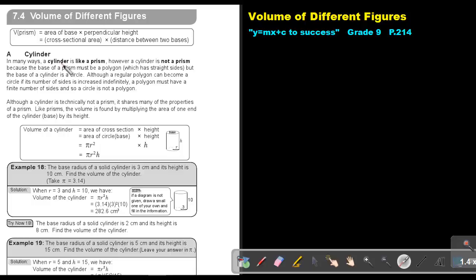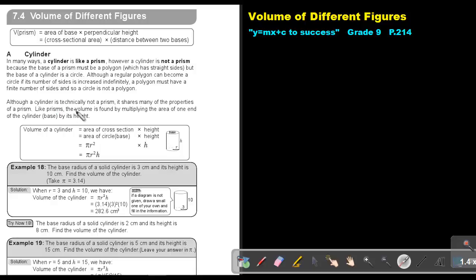In many ways, a cylinder is like a prism. However, a cylinder is not a prism because the base of a prism must be a polygon, which has straight sides, but the base of a cylinder is a circle. Although a regular polygon can become a circle if its number of sides is increased indefinitely, a polygon must have a finite number of sides, and so a circle is not a polygon. Although a cylinder is technically not a prism, it shares many of the properties of a prism.